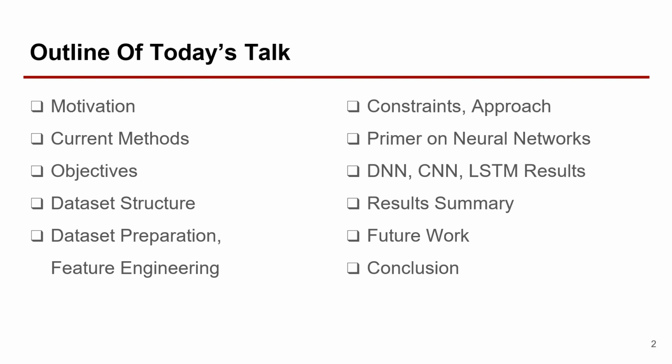Here, today we are going to talk about the motivations, current methods, objectives, data structure, data preparation, and feature engineering, the engineering constraints approach, primary neural network, experimental results on deep learning neural network, CNN and LSTM, results summary, and further future works and conclusion.